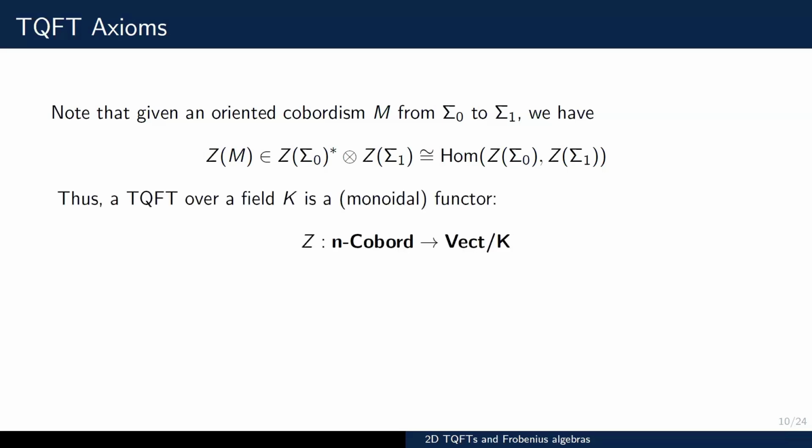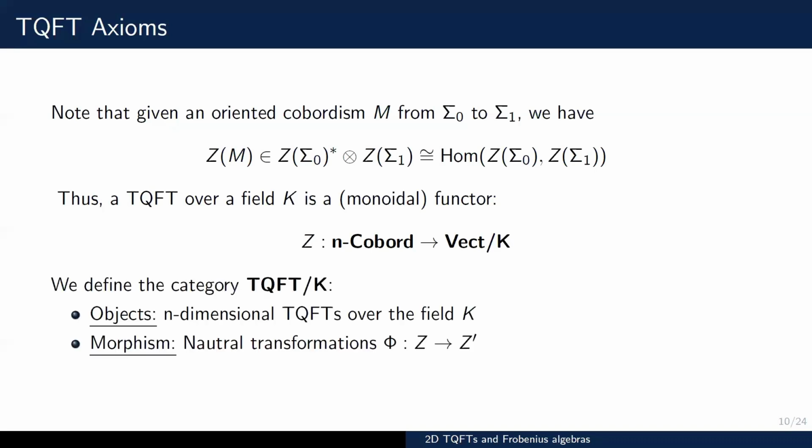So what we have is that a TQFT is just a monoidal functor. We say monoidal because this is a property of the categories that we define. It is a functor from the category n-cobord that we just defined to the category of vector spaces over the field K. Moreover, we can also define the category of TQFTs over a field K as a category with objects being these n-dimensional TQFTs, and morphisms being natural transformations of this functor.